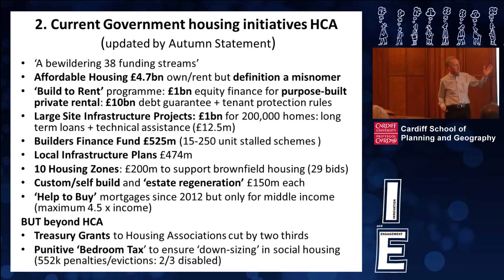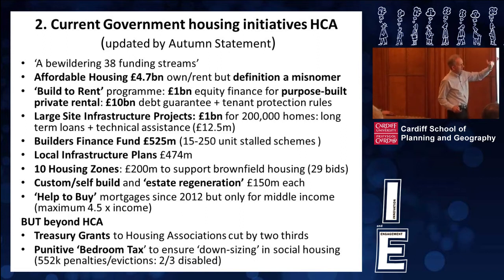So what about the coalition's policies? First of all, the HCA. We don't have an HCA in Wales, and this is very interesting, really. The HCA is a kind of executive agency, the old English Partnerships, that will step in and look after the housing market and encourage housing development. It's got 38 funding streams, so it's really complicated to try and make sense of it.